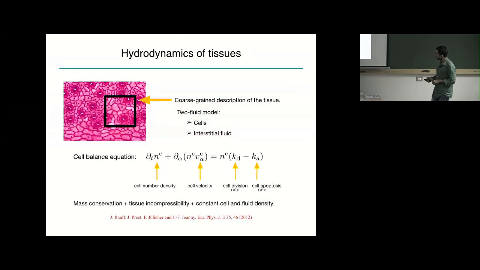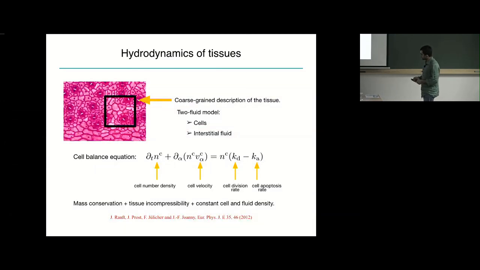Now, we can write down a cell balance equation. If the number density of the cells is denoted by NC, then the rate of change of the number density of cells has terms which come from the convective derivative, and also a source term which comes from the cell division rate and the cell apoptosis rate. So this is a net cell division rate which can contribute to the cell number density.